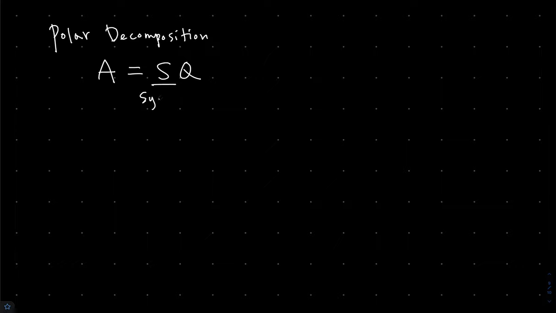All right, so we noted that. And then one more thing, which is good to know, deals with the so-called polar decomposition, which holds for any matrix A. We can factorize A as a product of S and Q, where S is a symmetric matrix and Q is an orthogonal matrix.